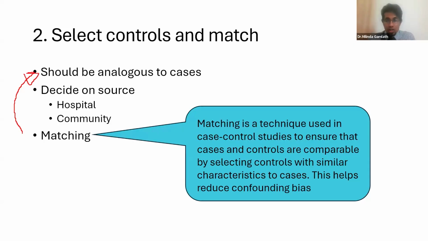You can do matching on an individual basis, which means if you choose a case who is 45 years, then you choose a control also who is 45 years. That's a case of individual matching, right? Or you can do group matching, where you try to match the characteristics of the entire group to the other group. So just know that matching is a technique which you use in case control studies to make cases and controls comparable. Simple. I hope you have understood that.